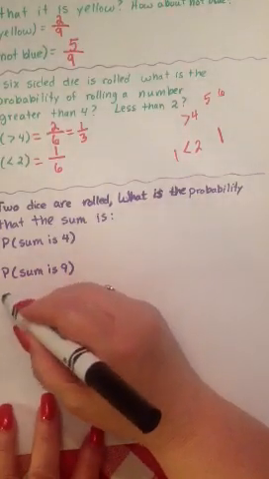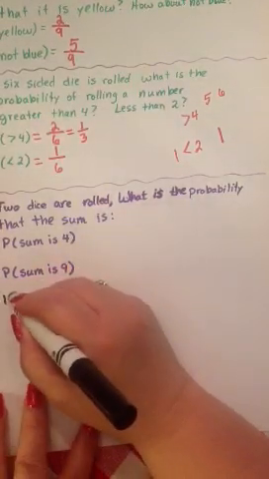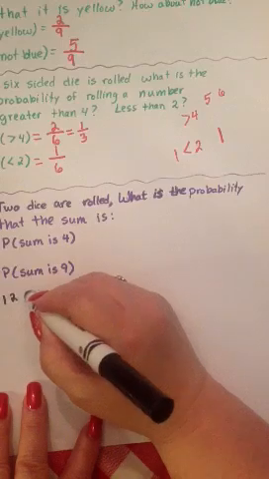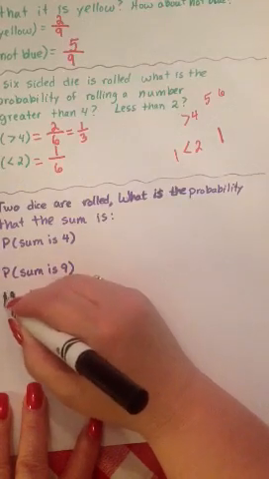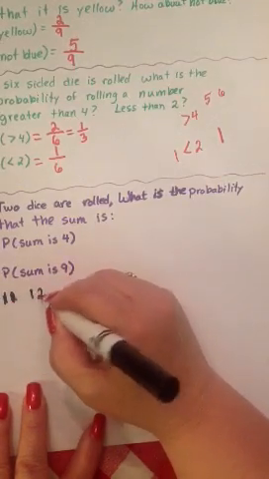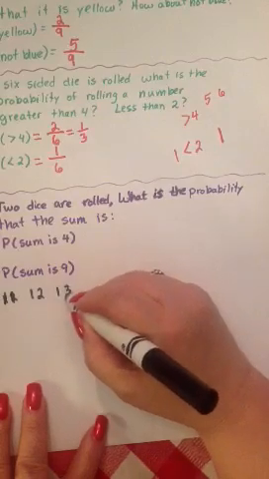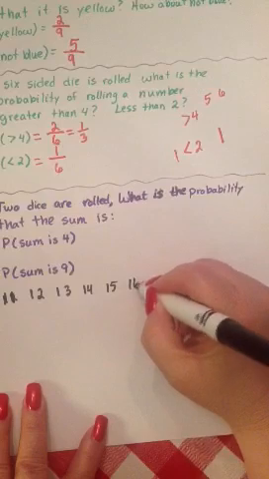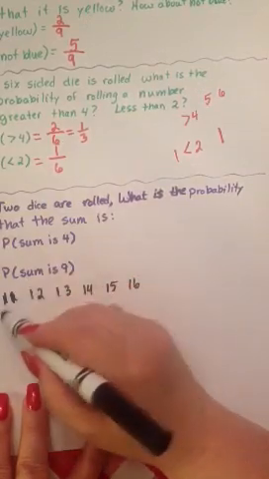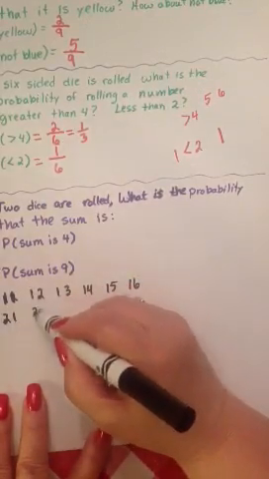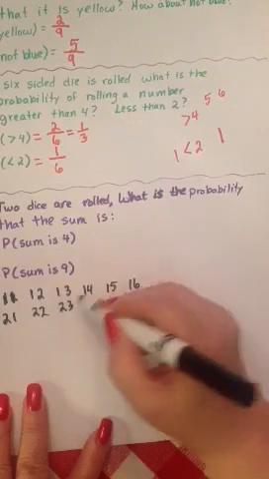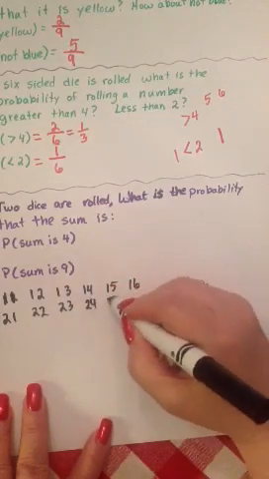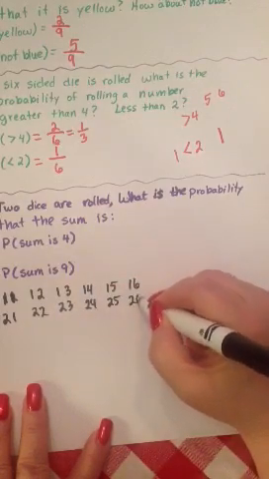You could have a 1 and a 1, 1 and a 2, 1 and a 3, 1 and a 4, 1 and a 5, 1 and a 6. You could also roll a 2 and a 1, a 2 and a 2, a 2 and a 3, a 2 and a 4, a 2 and a 5, a 2 and a 6.